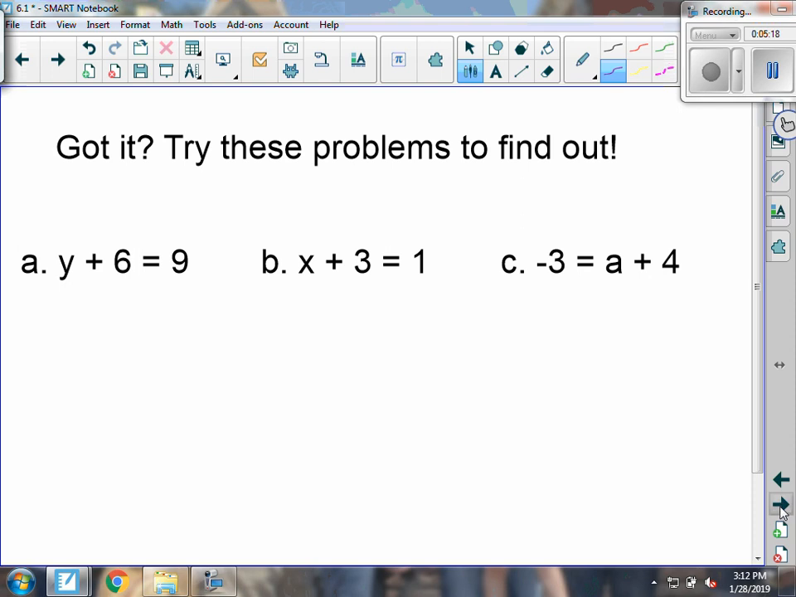Okay, go ahead and pause this for a moment and take some time to figure out what these equal. So you're going to use one-step equations to solve these.